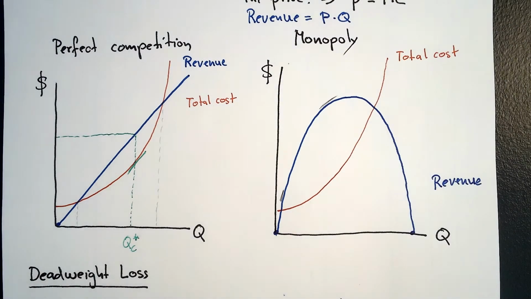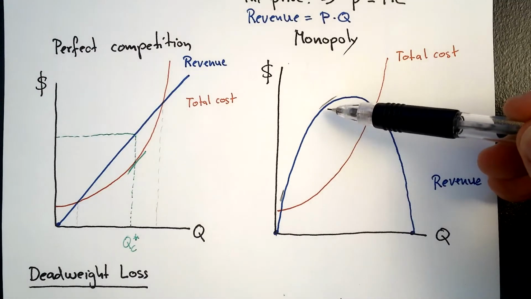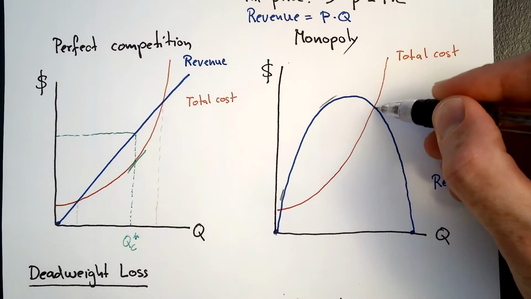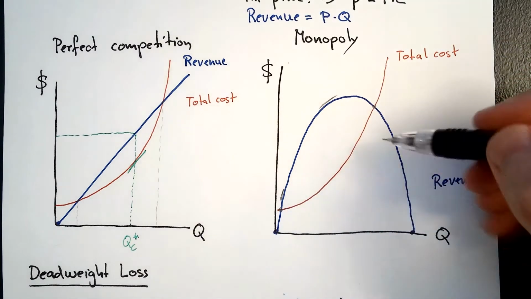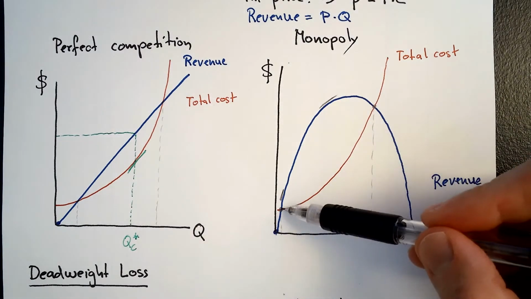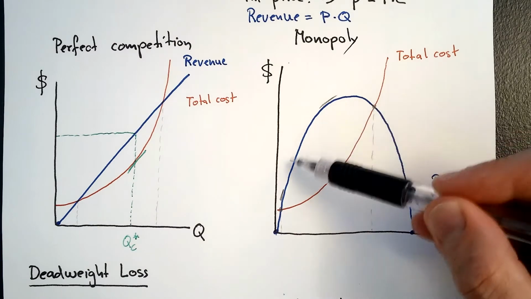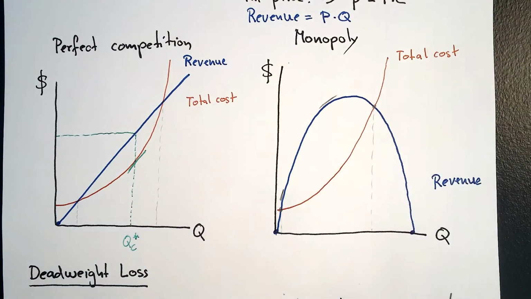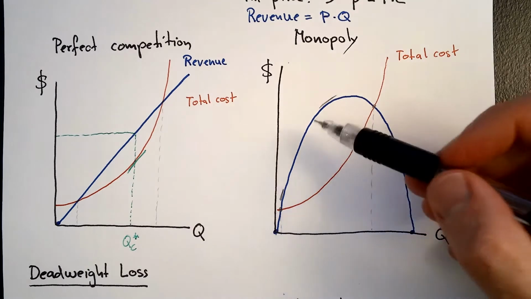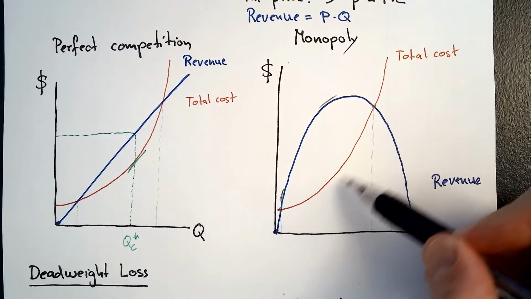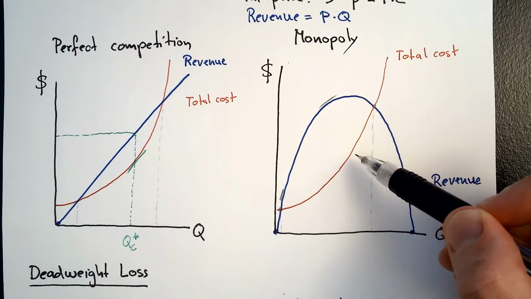Okay? And then the profit for this monopolist is the difference between the revenue and the total cost. So as before, if the total cost is equal to the revenue, then we are making zero profit. Okay? But as long as the total revenue is bigger than the total cost, that means that there is a profit. Now, remember that the slope of this revenue function is the marginal revenue, and the slope of this total cost function is the marginal cost.